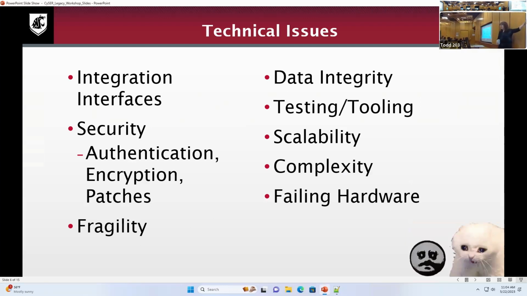And this isn't an exhaustive list. If you guys see something that pops out, I encourage you to bring it forward.